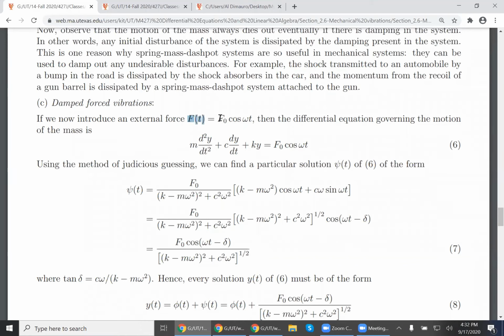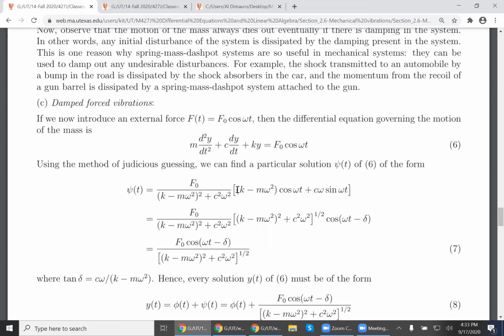Okay, now the general case. Our function is equal to f0 cosine of omega t, which is an external force. What is written here is a non-homogeneous second-order linear differential equation with constant coefficients. If we apply the method of judicious guessing from section 2.5, we will come up with the following formula for a particular solution, this formula.